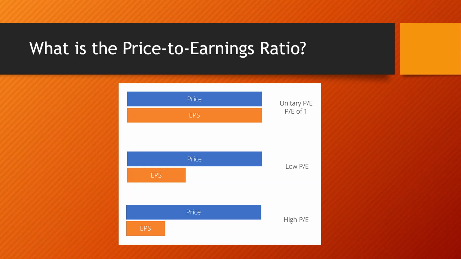The price to earnings ratio is just a comparison between the current price of one share of stock for a company to the earnings that the company is making. So the profits that the company is making, the earnings per share. As you can see in this graphic, for two companies with the same price, a high EPS, which is a high earnings per share, means that they will have a low price to earnings ratio, while a company with the same share price with a lower earnings per share will have a high PE.